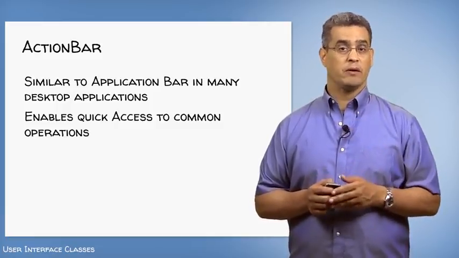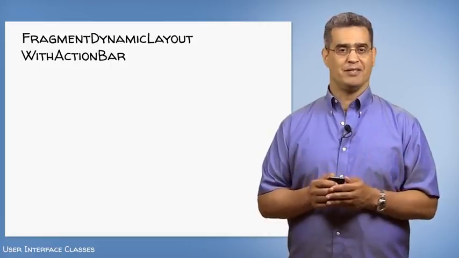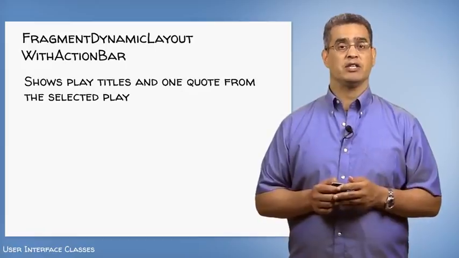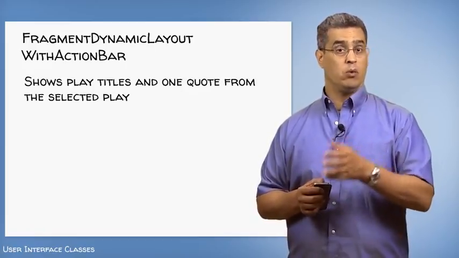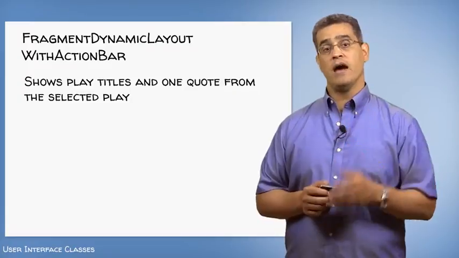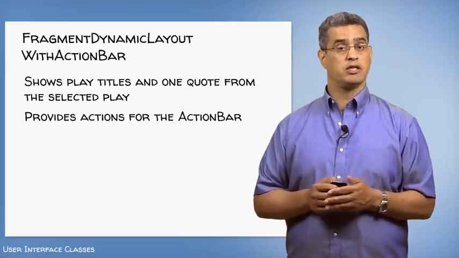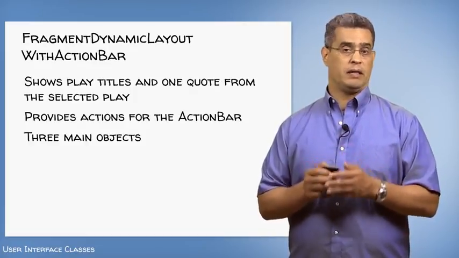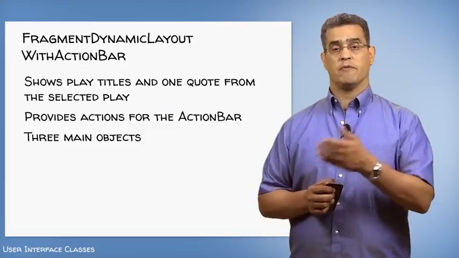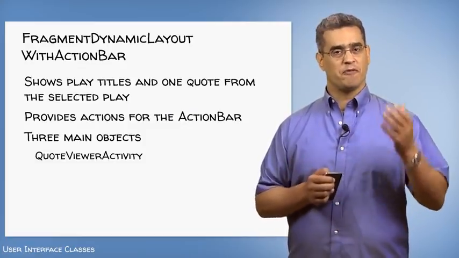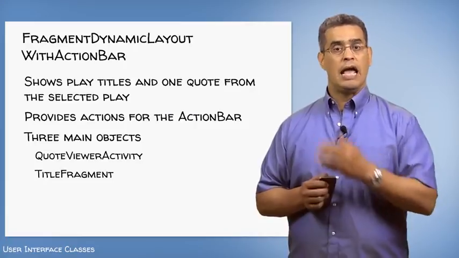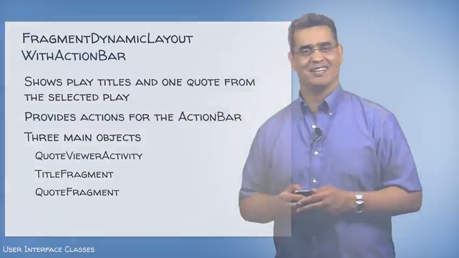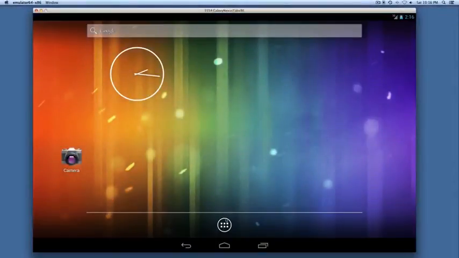Now, the first example I'll give goes back to our lesson on fragments. You remember those quote viewer applications? Well, in this application, Fragment Dynamic Layout with Action Bar, I've added some items to the action bar. Now, as you'll see in a minute, these items are provided by 3 different classes. Some items come from the main activity. Some come from the fragment that displays the titles, and some come from the fragment that displays the quotes. Let's take a look. Here's my emulated tablet.